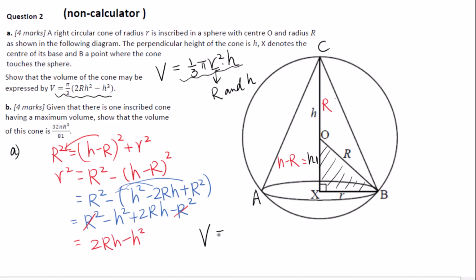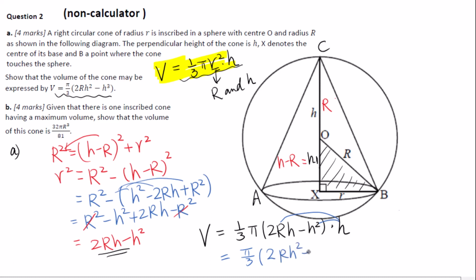Therefore, the volume equals 1/3 pi r squared, which is this, 2Rh minus h squared, then times h. Then distributive property. We will get pi over 3 (2Rh squared minus h to the third power).